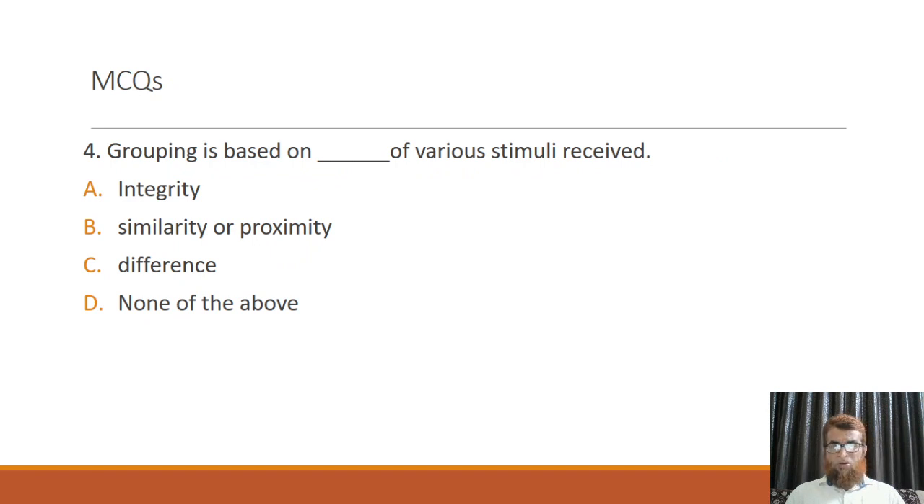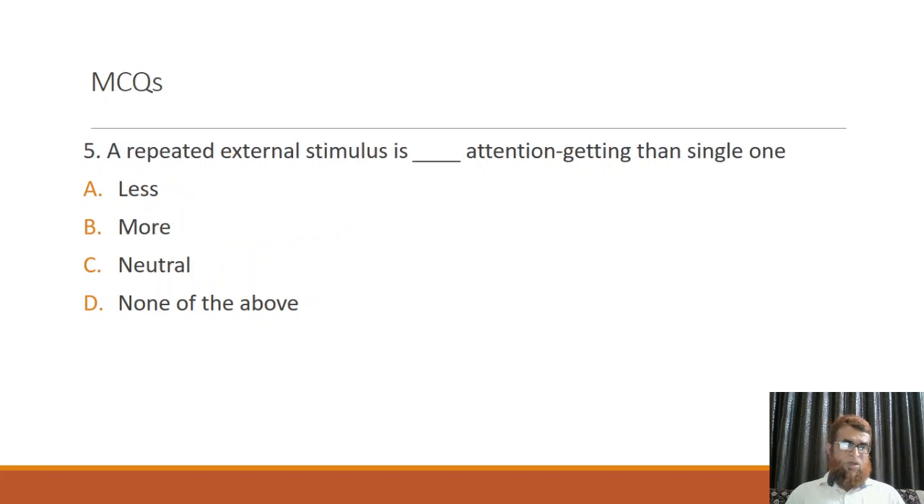Grouping is based on dash of various stimuli received. Integrity, similarity or proximity, difference, none of the above. Last question is a repeated external stimulus is dash attention getting than a single one. Less, more, neutral, none of the above.